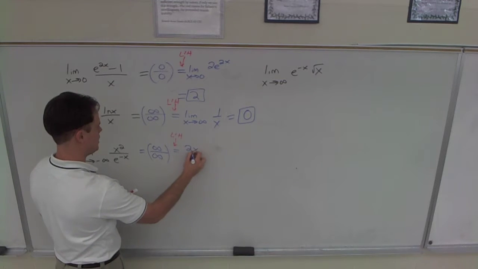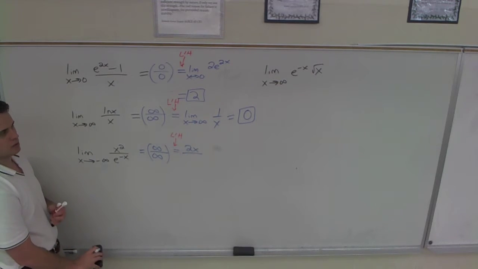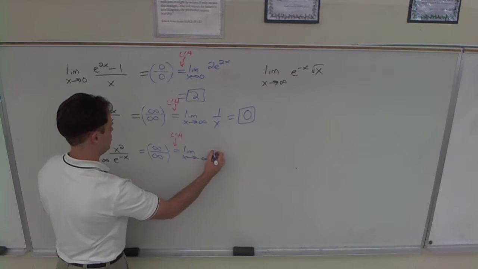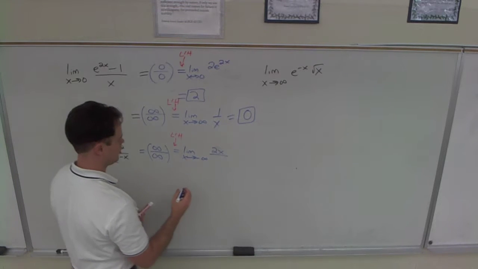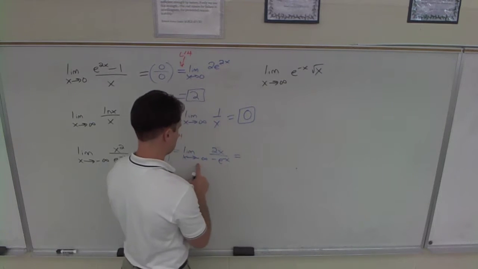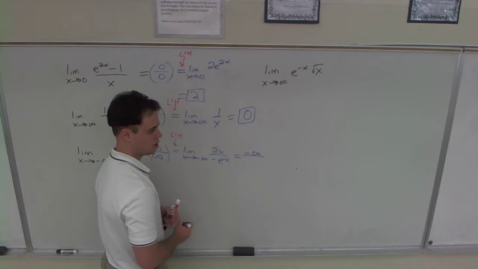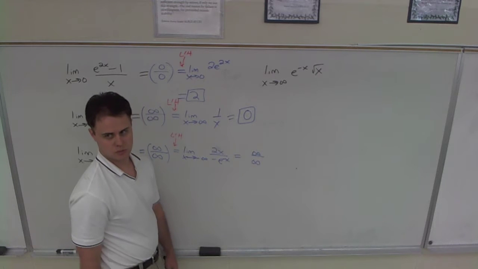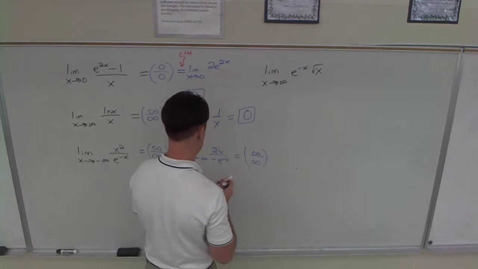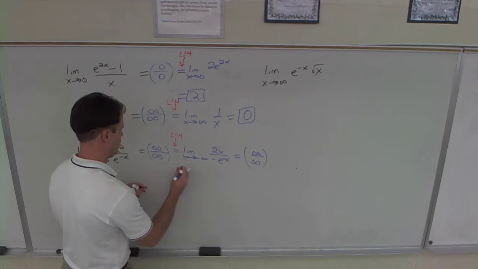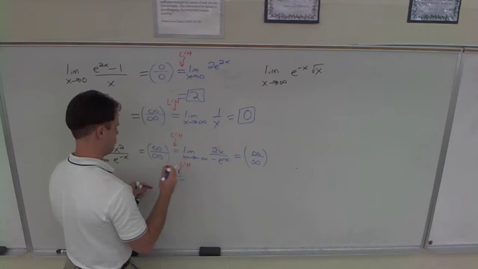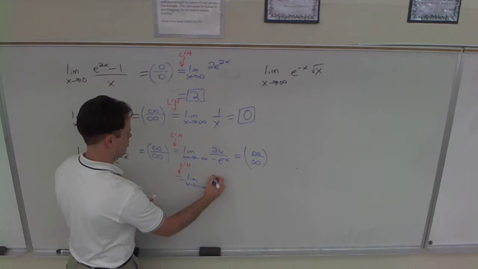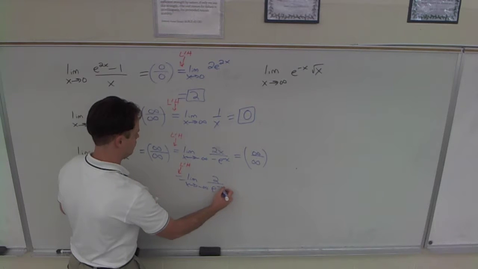So the top's derivative is 2x. Oh, what did I forget? Dang it. So 2x over negative e to the negative x. Stick that in, you get negative infinity over negative infinity. Another one. So now I'm going to say, all right, this is equal to, by another L'Hopital, limit, derivative, derivative.